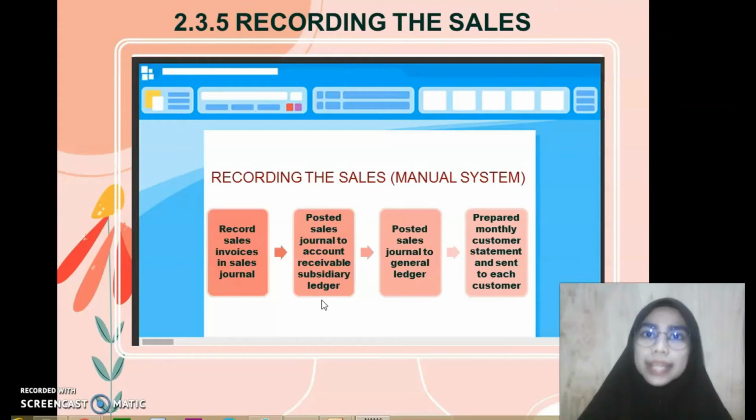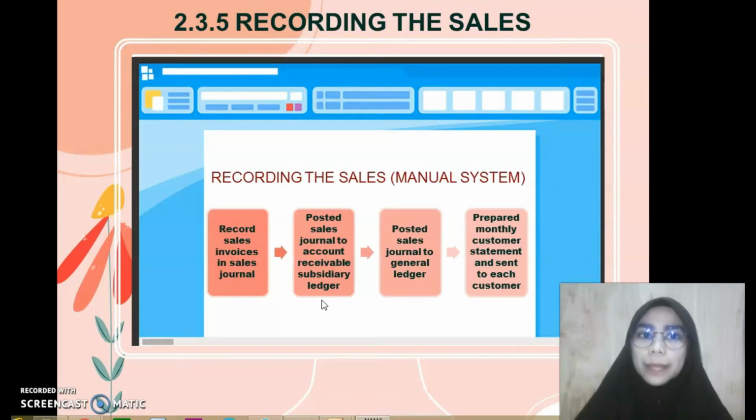The next step is we post the sales journal into the accounts receivable subsidiary ledger, and we also post the sales journal into the general ledger. Periodically we compare these two balances, the general ledger balance and the accounts receivable balance, to make sure that these two balances are consistent with each other.